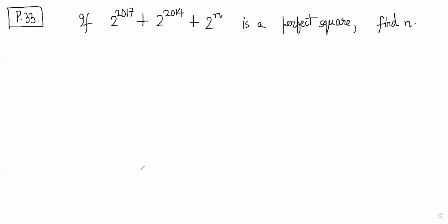N is 2018. How are you getting it? Sir, we first take 2 to the power 2014 common, and then 2 to the power 3 plus 1 plus 2 to the power n minus 2014.